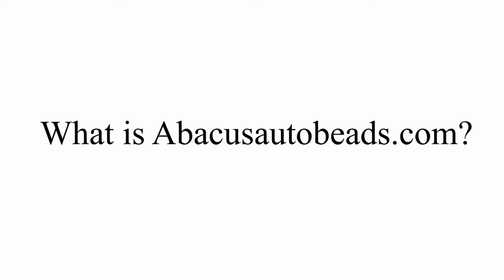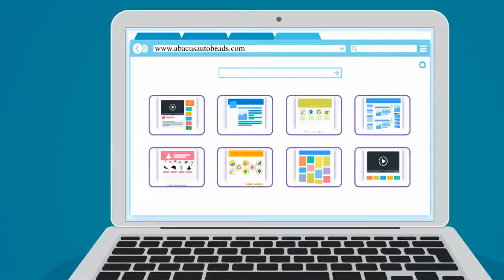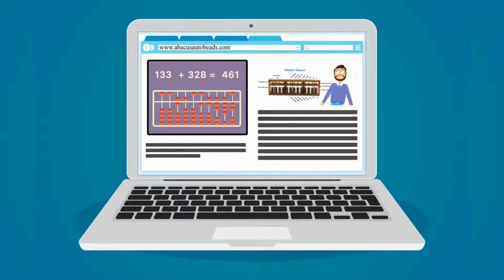What is abacusautobeats.com? Abacusautobeats.com helps you to learn about the abacus instrument online. It is a digital form of the abacus instrument, to wipe out the requirement of a physical abacus.